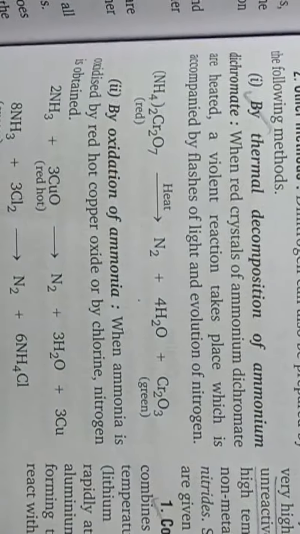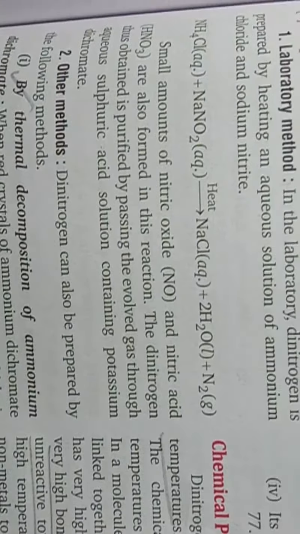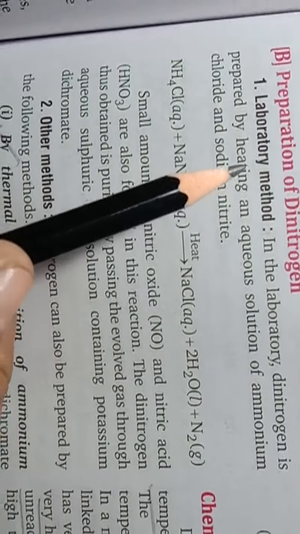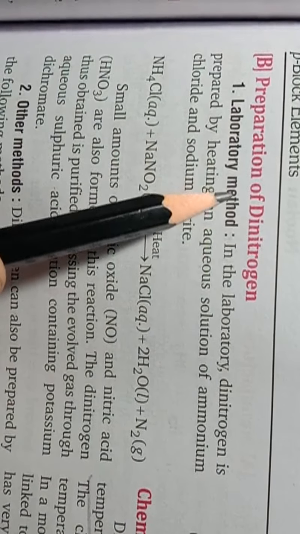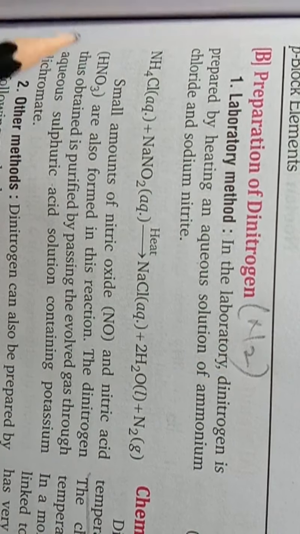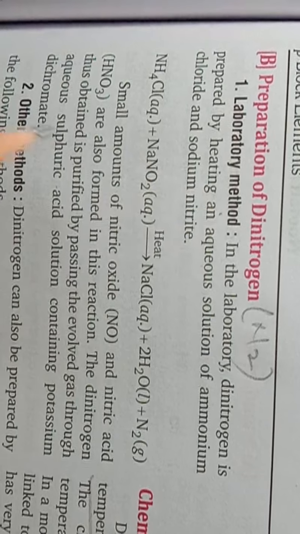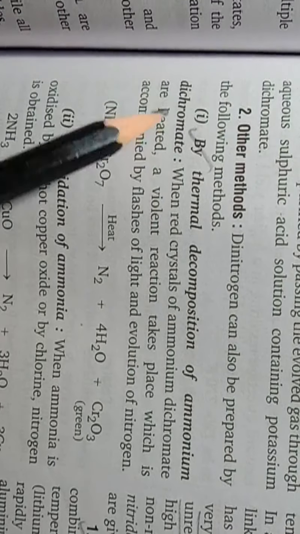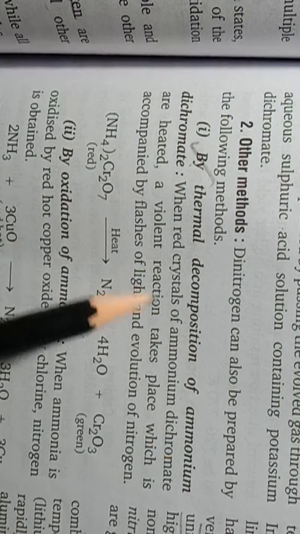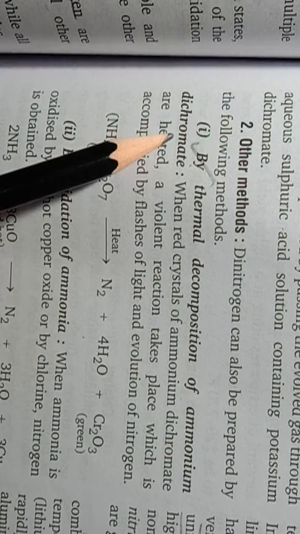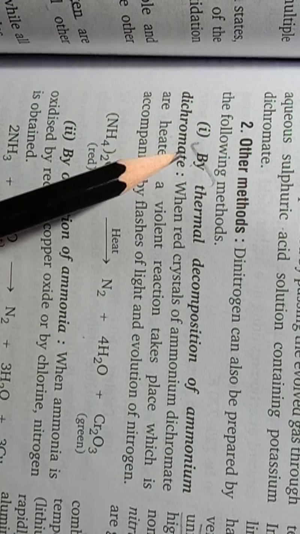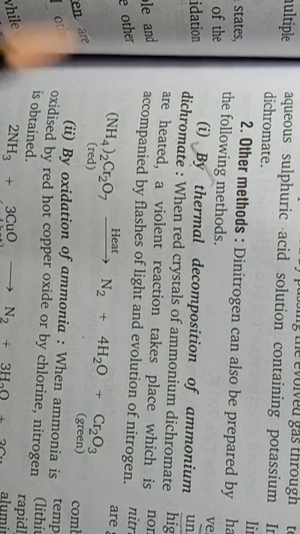The next heading is preparation of nitrogen, or preparation of dinitrogen, N2. So, a laboratory method. This time you have just one method, which is by thermal decomposition of ammonium dichromate. Only this laboratory preparation you have in your syllabus this time.